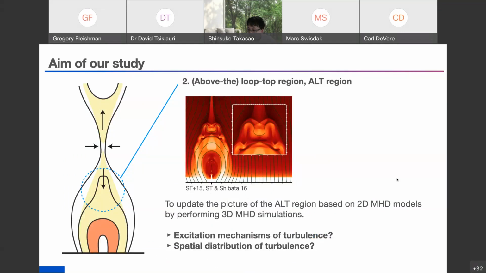Okay, so the aim of this study is to update the picture of the ALT region based on the 2D MHD model by performing 3D MHD simulations. So we particularly focus on the excitation mechanisms of turbulence and the spatial distribution of turbulence.